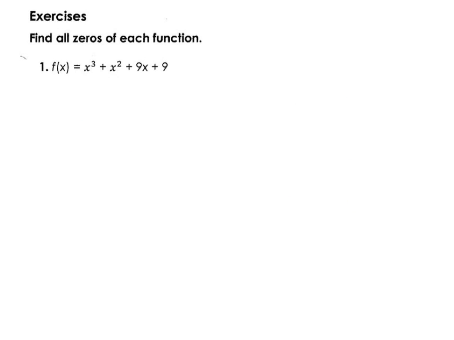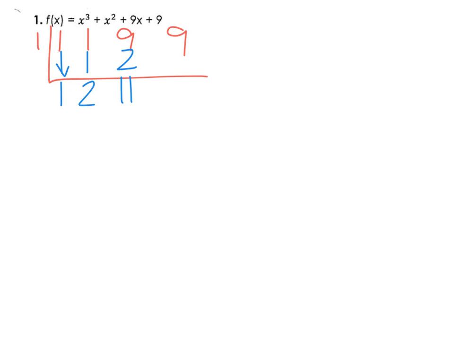We want to find all the zeros of each function. So we're going to start with this function right here. Number 1, we've got f of x equals x to the third plus x squared plus 9x plus 9. So we want to start by doing our game of guess and check and seeing if we can find a zero of this function. So we're going to start with synthetic substitution. Let's try out 1. All right, put our coefficients in there. Bring down the first term. 1 times 1 gives us 1. We've got 2, 11, 20. That does not work. We need a 0 here.